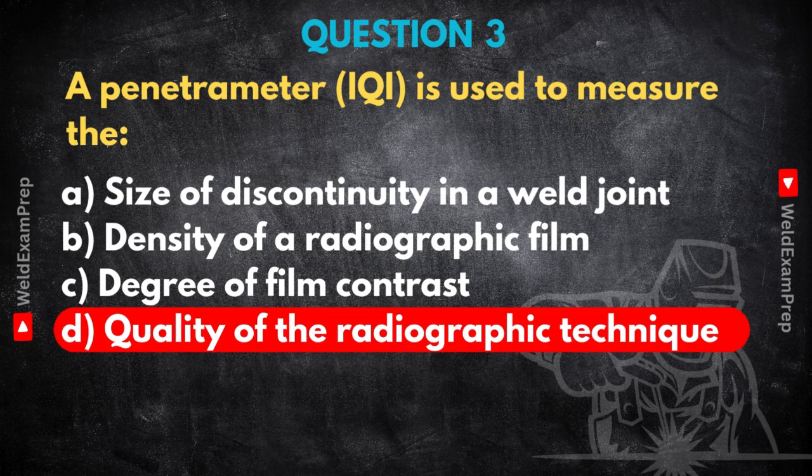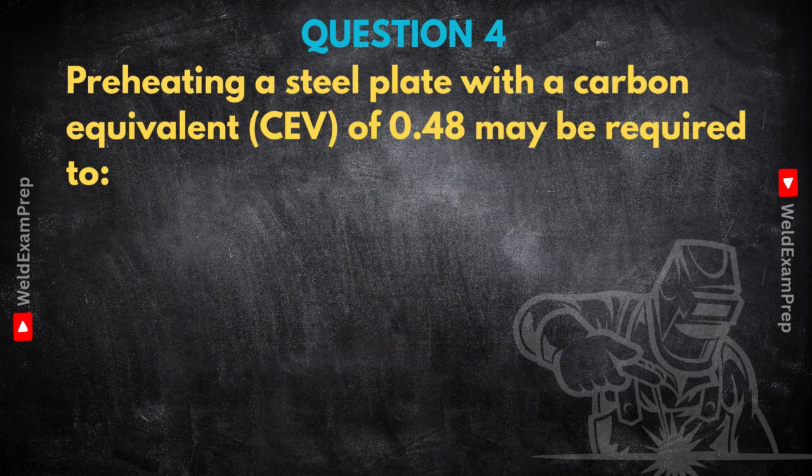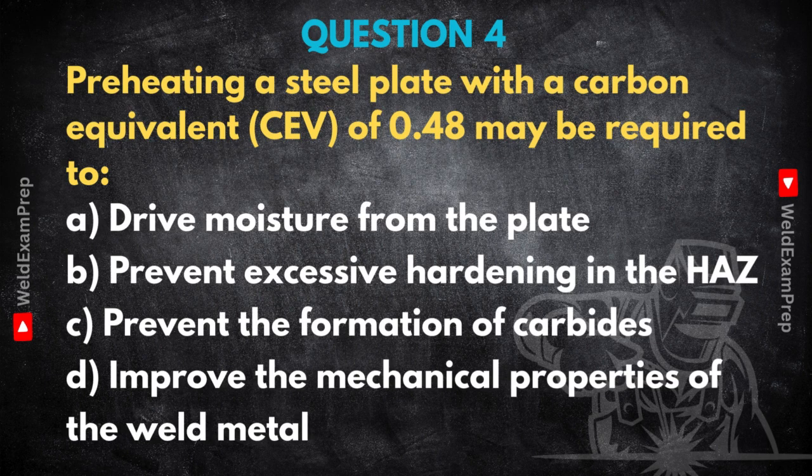Foundational. Okay, let's switch gears again. Question 4 is about preheating steel. Preheating a steel plate with a carbon equivalent, CEV, of 0.48 may be required to. Options. A, drive moisture from the plate. B, prevent excessive hardening in the HAZ. C, prevent the formation of carbides. D, improve the mechanical properties of the weld metal. What are we thinking? The answer is B, prevent excessive hardening in the HAZ.